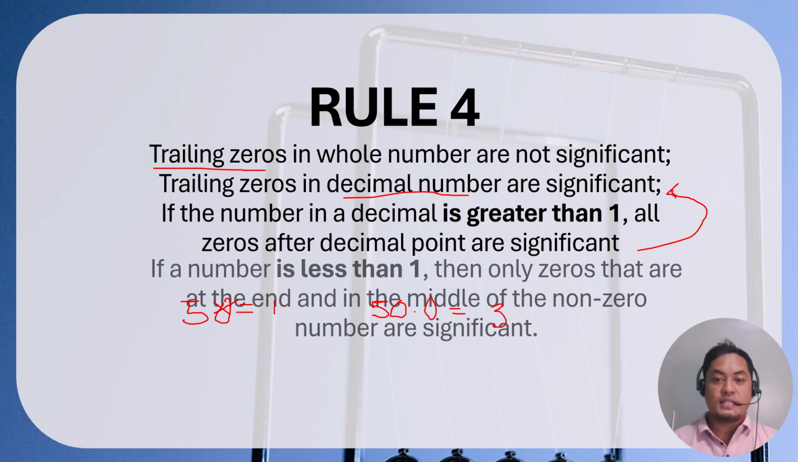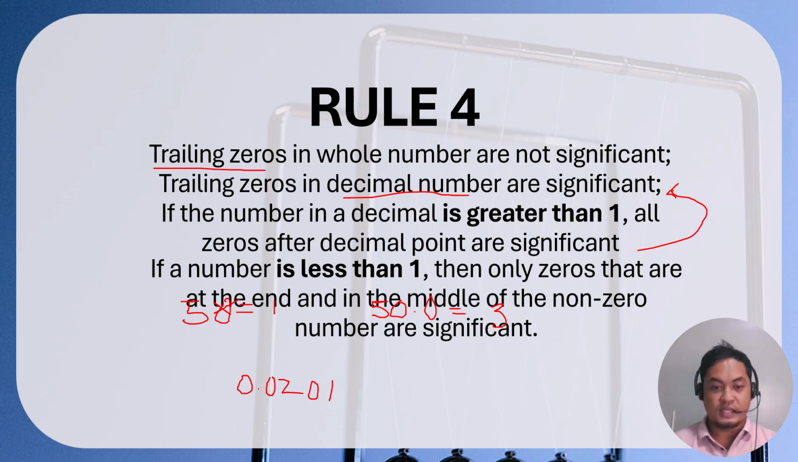Now, I'm very sorry because there's still one more important statement here. If a number is less than 1, I hope you can still read the words there, then only zeros that are at the end or in the middle of the non-zero numbers are significant. It's just a combination of the previous rules we encountered earlier. For example, you have 0.0201. It's a decimal number less than 1. Obviously, it's less than 1.